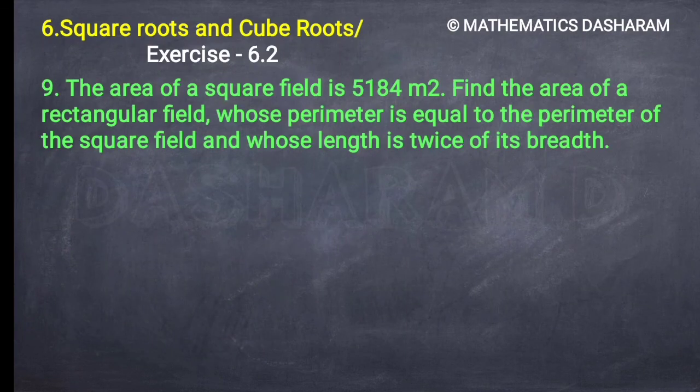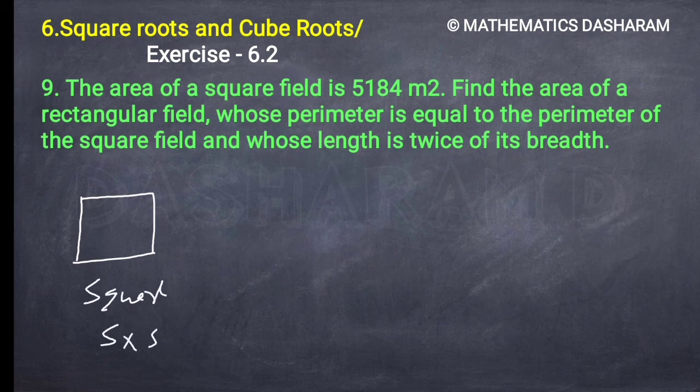Next, ninth question: the area of a square field is 5184 meters square. Find the area of a rectangular field whose perimeter is equal to the perimeter of the square field and whose length is twice its breadth. So here he gave two fields, one is square. So the area of a square is side into side.